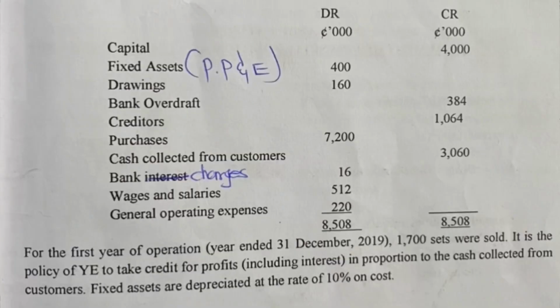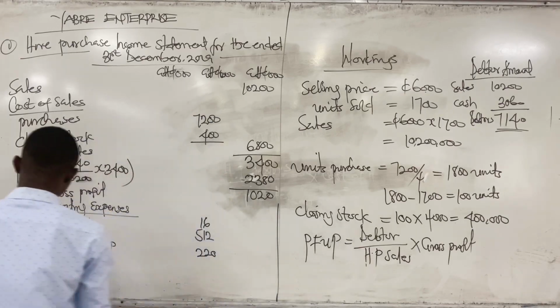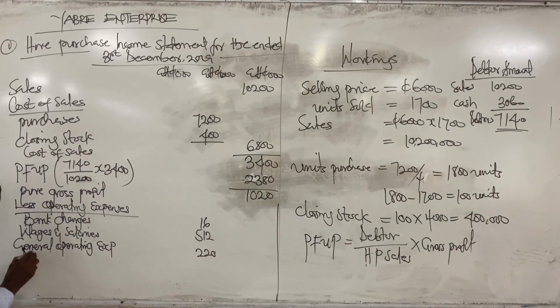But remember that there is a depreciation policy of Yabre Enterprise to depreciate its fixed asset at a rate of 10% on cost. So we are depreciating the fixed asset by 10%. So we have depreciation.